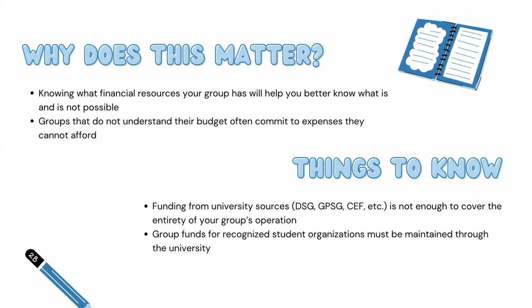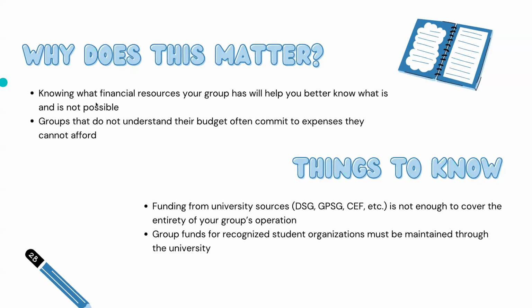When you know what finances you have available to you and what resources are available on campus and otherwise, you're better able to navigate being a student organization. One of the things that we find is that groups that don't understand their budget often commit to expenses that they can't afford, which leaves them in a really sticky situation of needing to find money to cover an expense that they've already committed to. That's one of the things that we see pretty often.